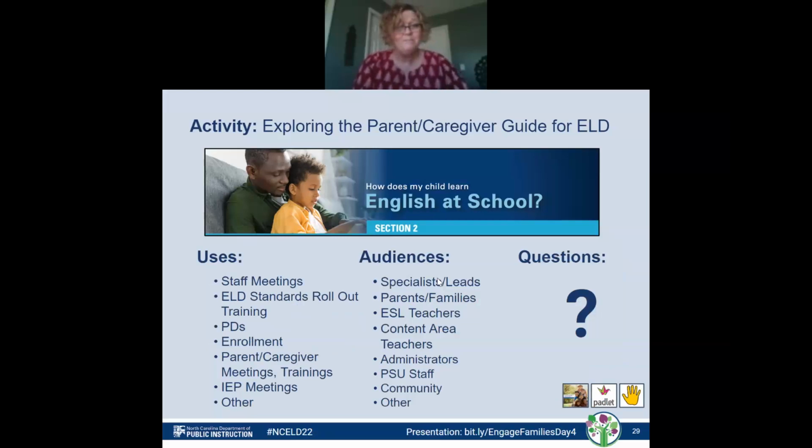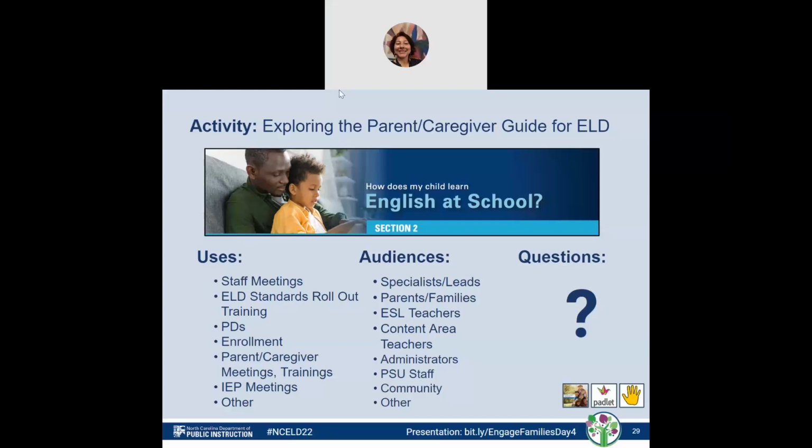And Tim, any hands that are raised? And then we can start sharing out from the Padlet as well. I don't see any hands now, just a comment in the chat that this is great because it invites everyone to speak a common language.